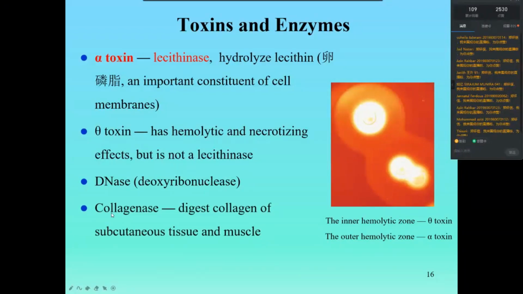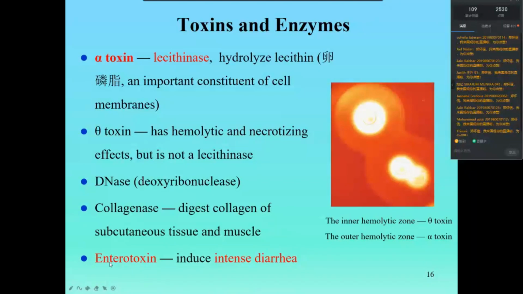They can also produce collagenase. Collagen is a type of important protein in connective tissue. And if they can produce collagenase, it can degrade collagen so that it can make gaps between the tissues. So they help the bacteria to spread within tissues and muscles. So that is why this pathogen is so powerful, so toxic.